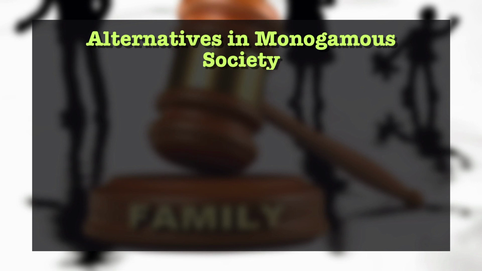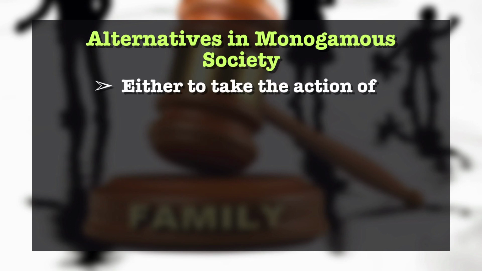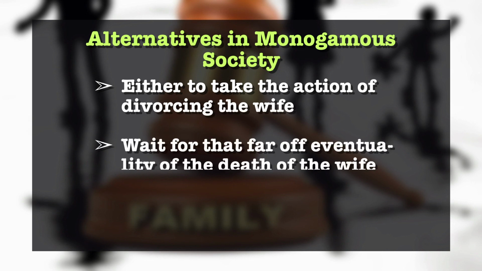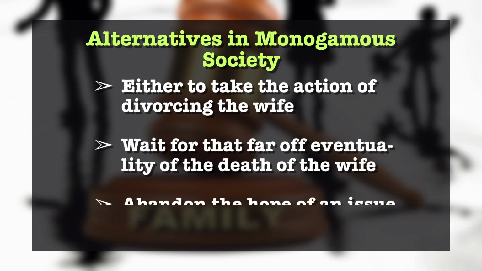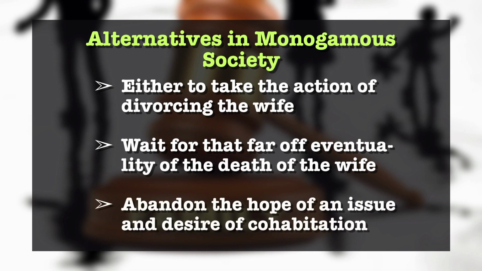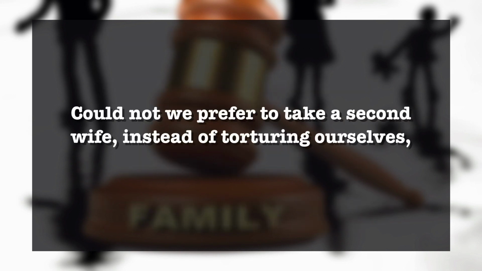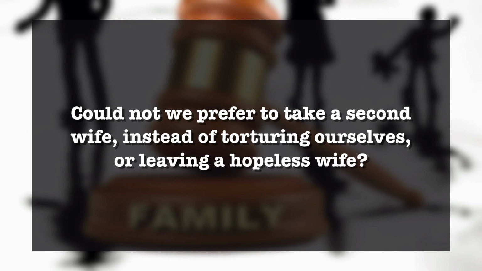Individual factors. In the case of wife's barrenness, perpetual illness, unsuitability for cohabitation, etc., the alternatives available to a man of monogamous society are: number 1, either to take the action of divorcing the wife, or number 2, to wait for that far off eventuality of the death of the wife, or number 3, to abandon the hope of an issue and desire of cohabitation. Could we not prefer to take a second wife instead of torturing ourselves or leaving a hopeless wife? So, polygamy in Islam is only a remedy which comes into play when an emergency warrants or an opportunity arises.